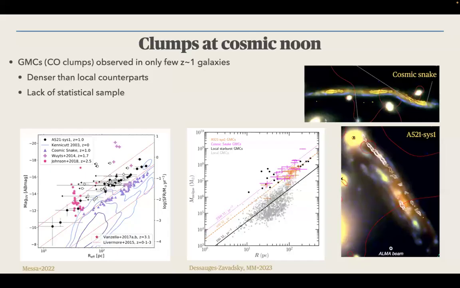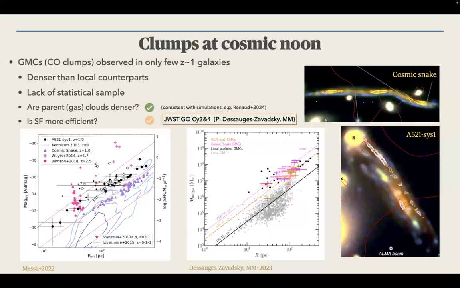The problem is that we don't have a real statistical sample. So this is based on only two galaxies, but it looks like the parent gas is also denser at cosmic noon. And doing the comparison between the gas clouds here and the clusters, it looks like it's also more efficient. So that efficiency in converting gas to stars can be as high as 10, even 30%. Again, the sample is very small.